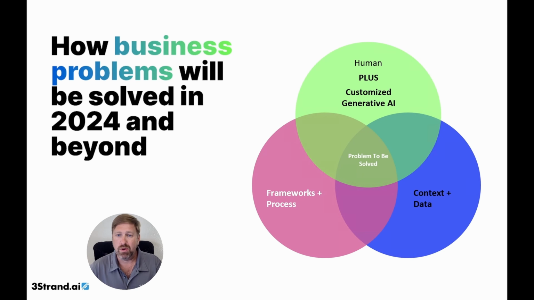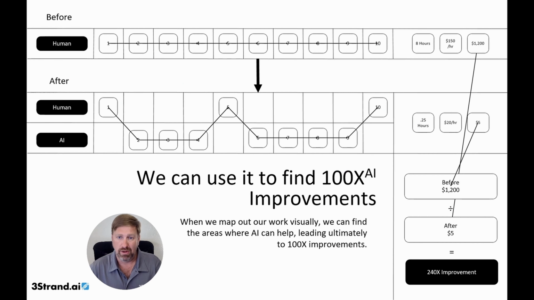Let me quickly show you how we solve issues better, faster, and cheaper. In the center of this Venn diagram, we have a problem to be solved. We look for a known framework or process that can solve that problem, add context or data, and have AI do the bulk of the work. This is what we call our AI enablement blueprint.